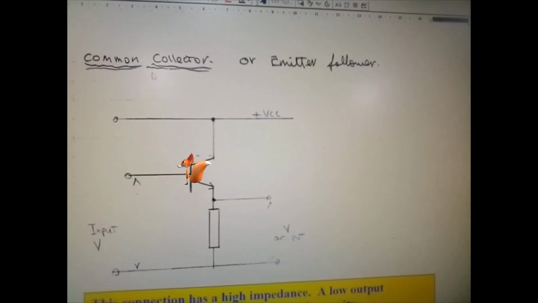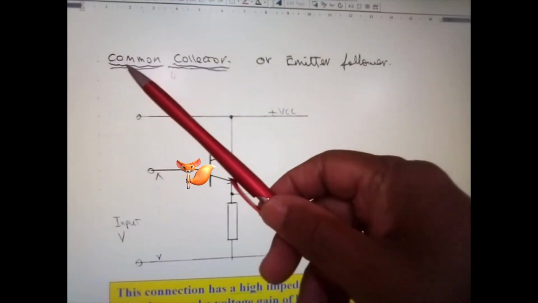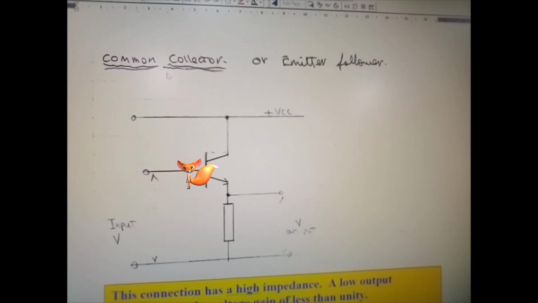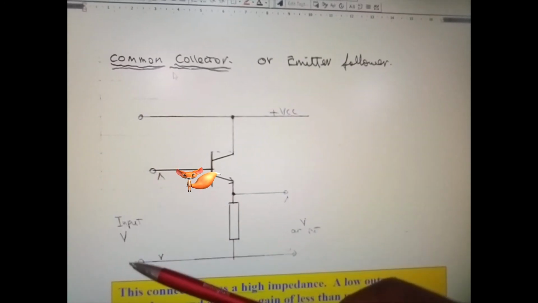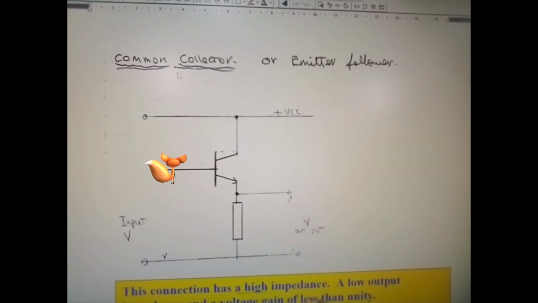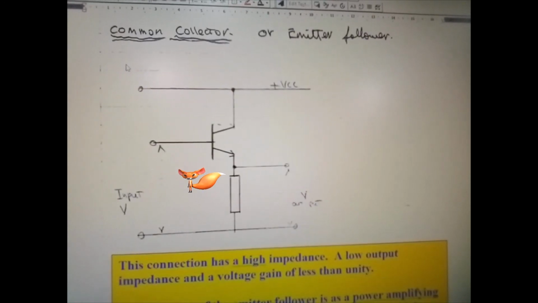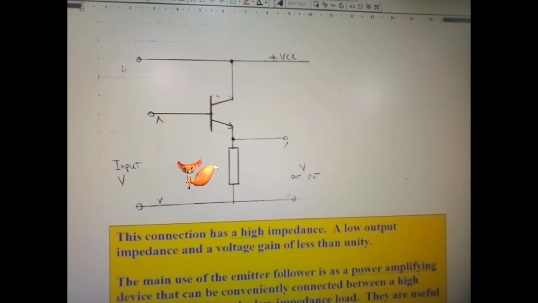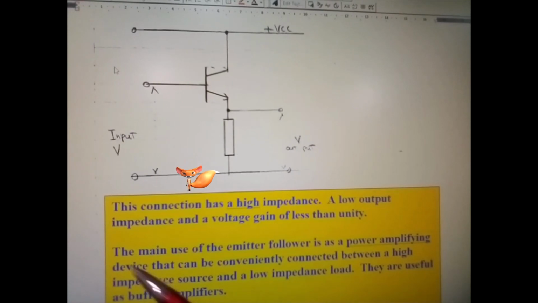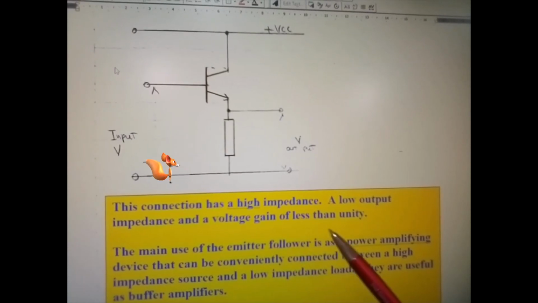And here you have common collector, or emitter follower circuit. And that is your input stages here, and output stages. Here I'm simply saying that this connection has a high input impedance, a low output impedance, and a voltage gain of less than unity.